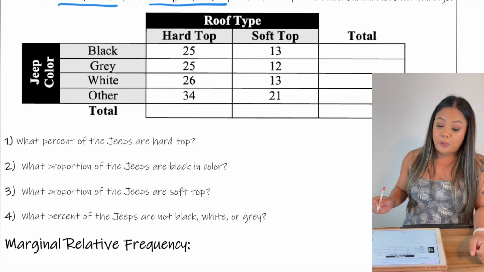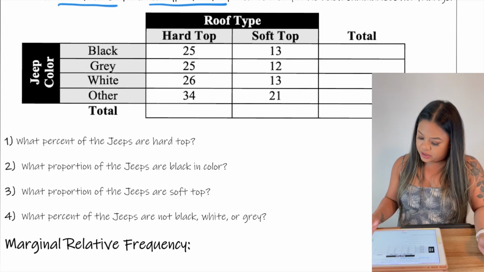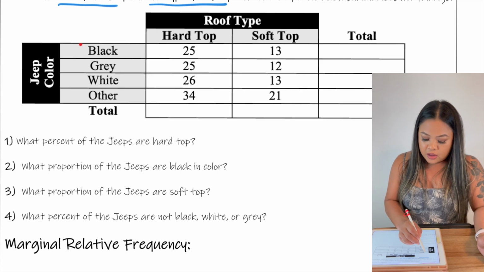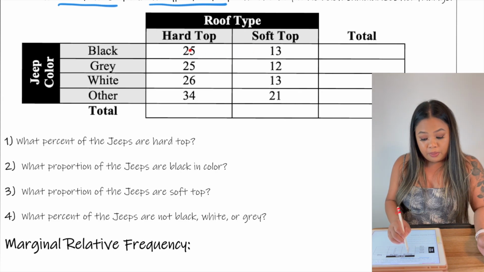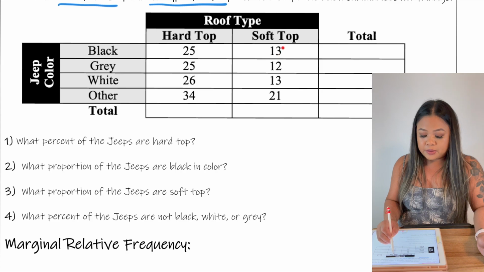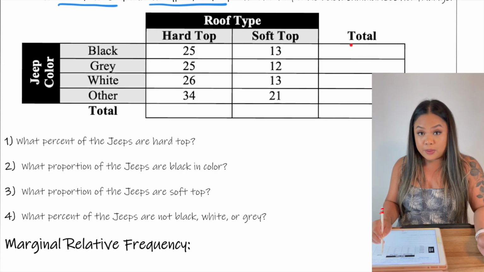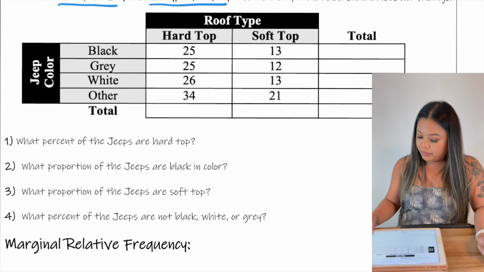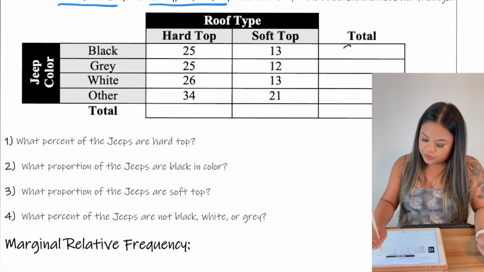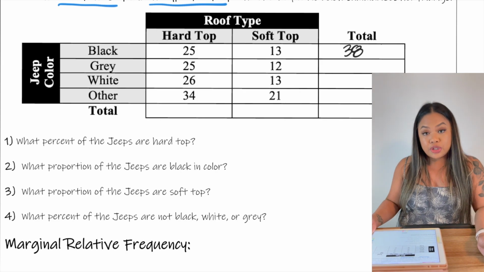So if we look at black Jeeps, right? So here are the black Jeeps. They're right here. And if you look across the row here, these are all the black Jeeps. Black hard tops, black soft tops, but in total, I wanna know how many black Jeeps there are. So 25 plus 13, what's that? That's 38. So I'm gonna put 38 here. And then I want you to do the rest for gray, white, and other.